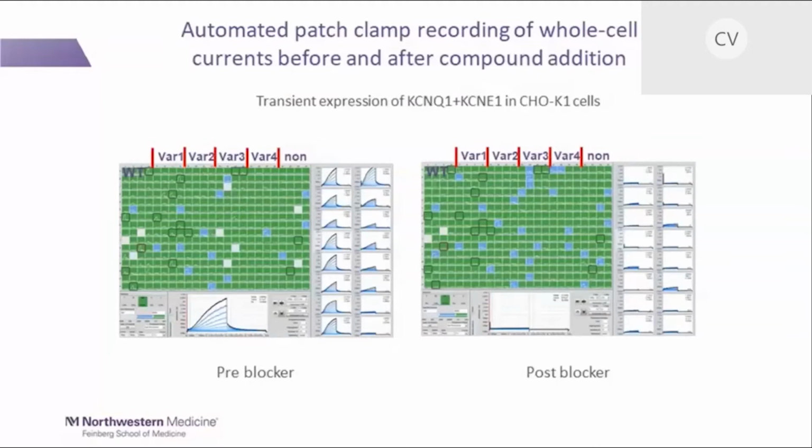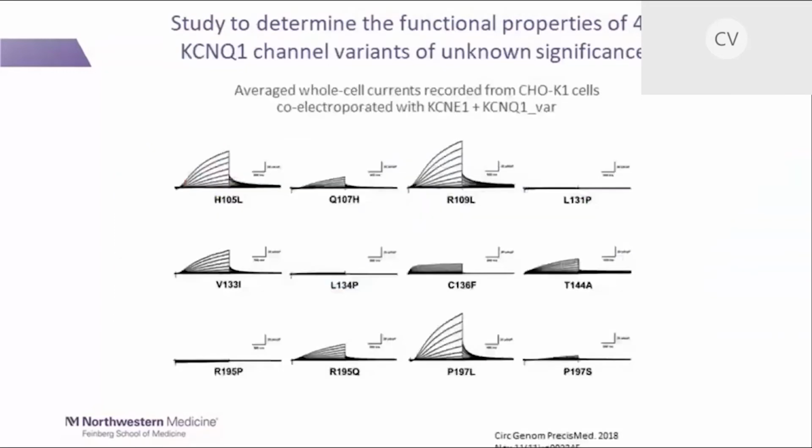In each panel, on the far left, are recordings from wild-type channels, followed by 5 distinct transfections of 4 mutants and also, as a negative control, non-transfected cells. On the left, we have the currents measured before adding the blocker, and on the right, we have the currents from the same cells measured after adding the blocker. These are examples from a recently published study designed to determine the functional properties of 48 KCNQ1 channel variants of unknown significance associated with arrhythmia, specifically long QT syndrome.